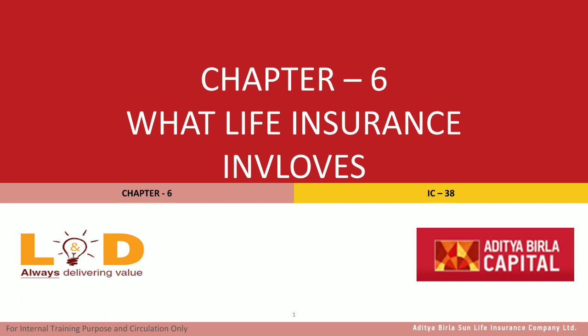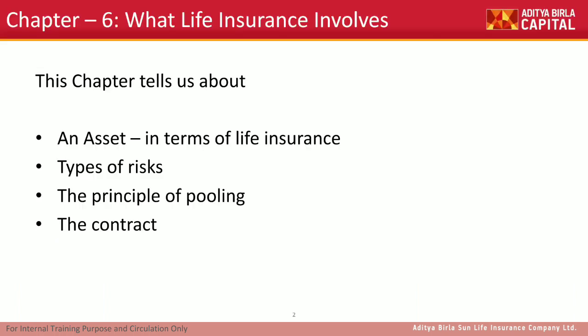Chapter 6. What life insurance involves. This chapter tells us about an asset in terms of life insurance, types of risks involved, the principle of pooling, and the term contract.